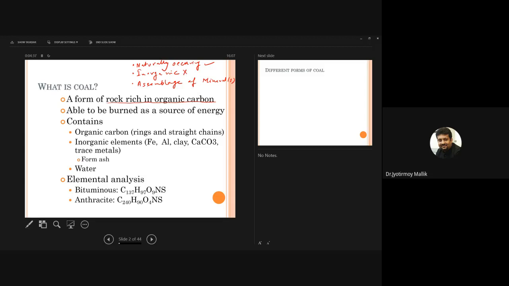Whether it is an assemblage of minerals? Well, they are not an assemblage of minerals. There is a special term used for the different components of coal, which we call macerals. We will see what macerals are, but they are certainly not minerals. There are some inorganic minerals present in coal, but that is not the major component. The major component of coal is called macerals, which are organic in nature.